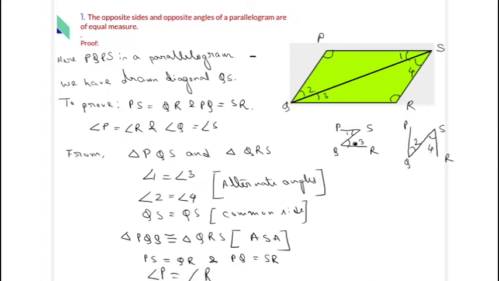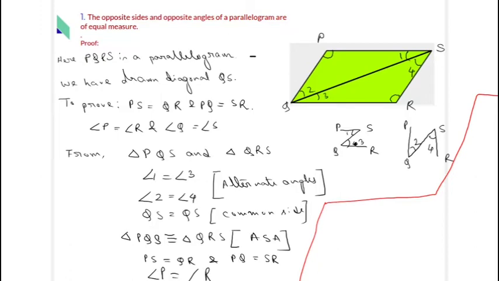Now we have to show that angle Q is equal to angle S. But see, angle Q and angle S are not included between the triangles PQS and QRS. Now how to show that? Okay, we will do it here.